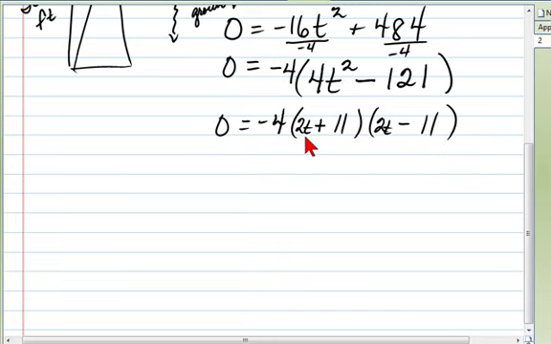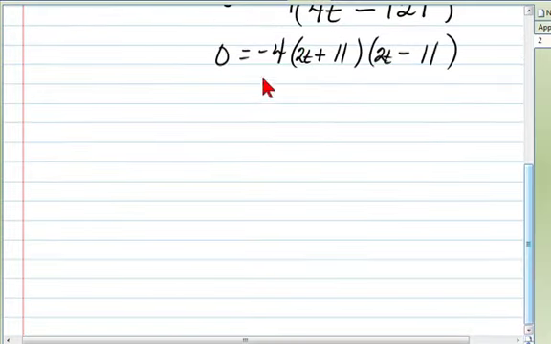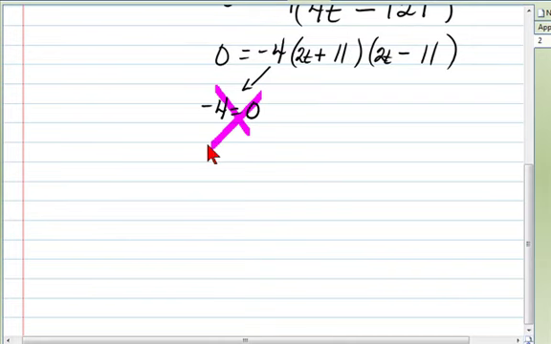Okay, it's time to use the zero factor property. -4 equals 0. Does that statement make any sense? No. That cannot be the factor that's causing this to equal 0. Can 2t plus 11 equal 0? Yes. Or 2t minus 11 could equal 0.